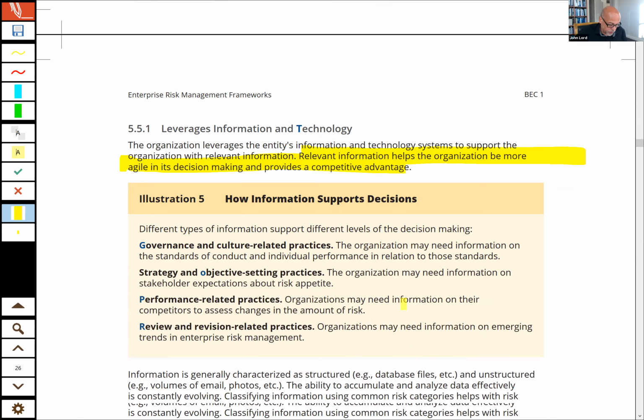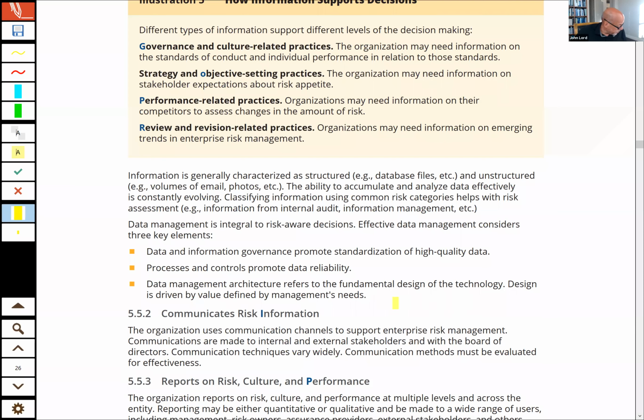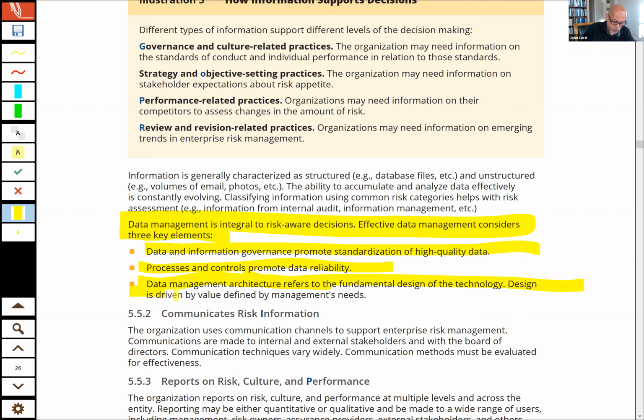Now you come over and we need to consider our data management. It is integral to risk management. Key data management, data and information governance promotes standardized, high-quality data. Process controls promote data reliability, and data management architecture refers to the fundamental design of technology and how that's driven by value defined by management.